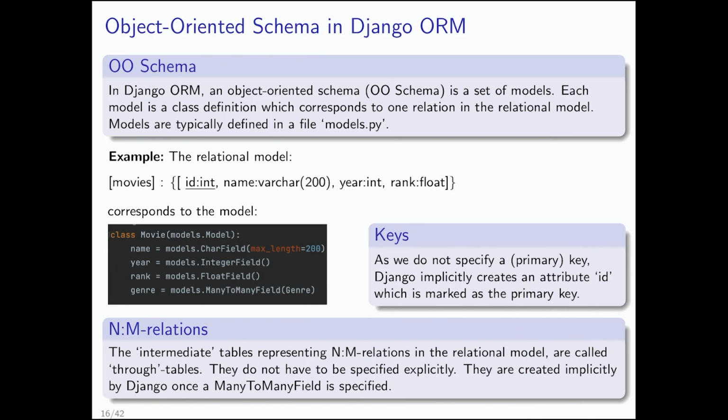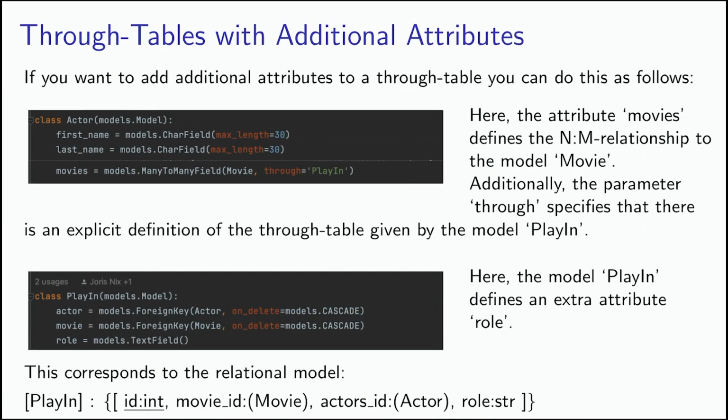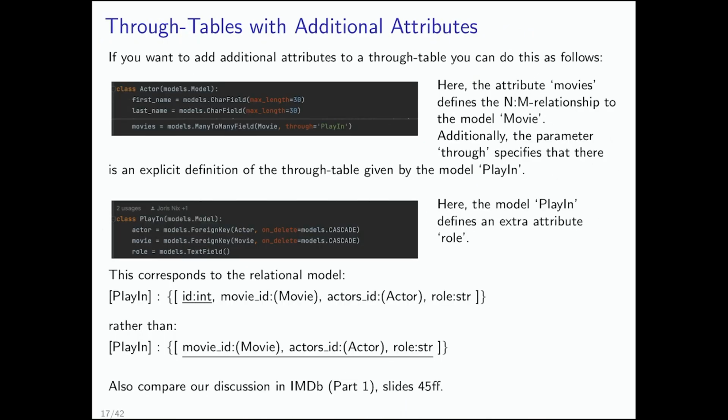Here's an example for something like that. Here you see this is a many-to-many field to genre, and you don't have to create the intermediate table manually. However, if you want to do it, you can also do it. That's the example we had here.